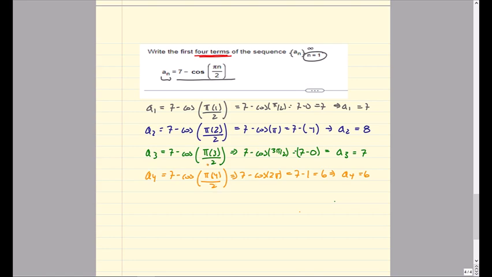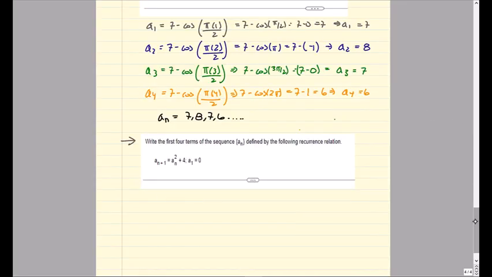Now we could keep going with this pattern, but we're only asked to find the first 4 terms. So my sequence so far looks like 7, 8, 7, 6, and then the pattern would continue. But those are my first 4 terms. So we can throw trig functions in here as well, and of course anything with a trig function is always more fun. Now this next one is interesting.